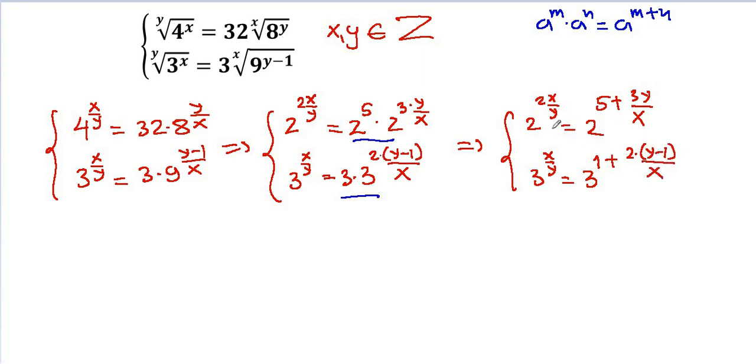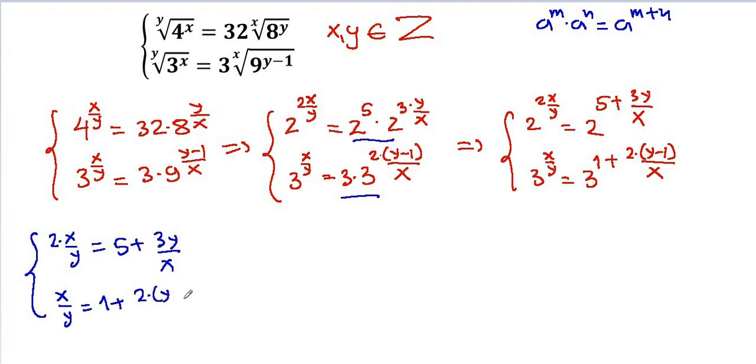So we can note that in each equation the bases on the left hand side and right hand side are the same, so we can equate exponents. Then I'll get the simplified system of equations: 2 times x over y is equal to 5 plus 3y divided by x, and x over y is equal to 1 plus 2 times y minus 1 divided by x. Here we have to note that x and y are not equal to 0.